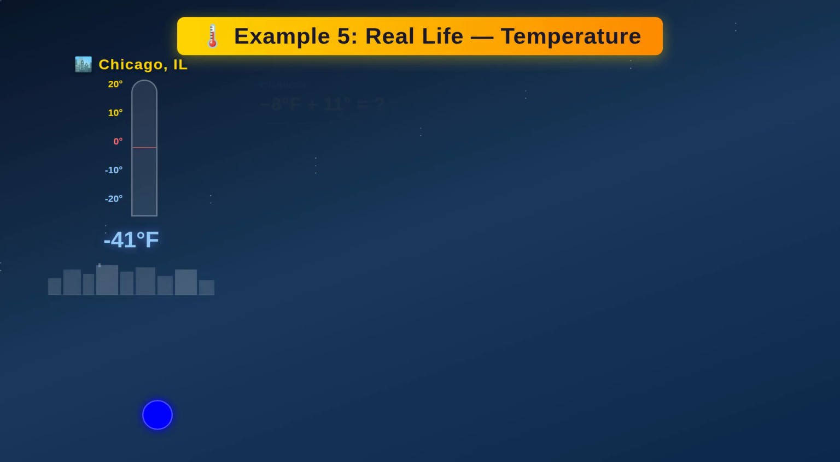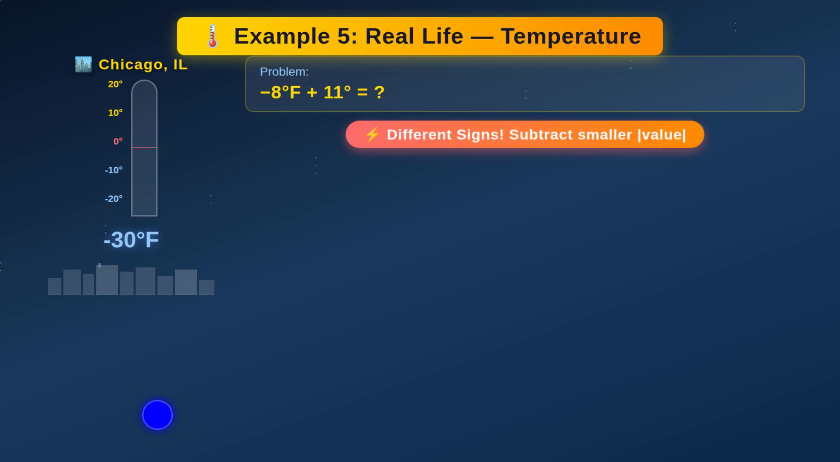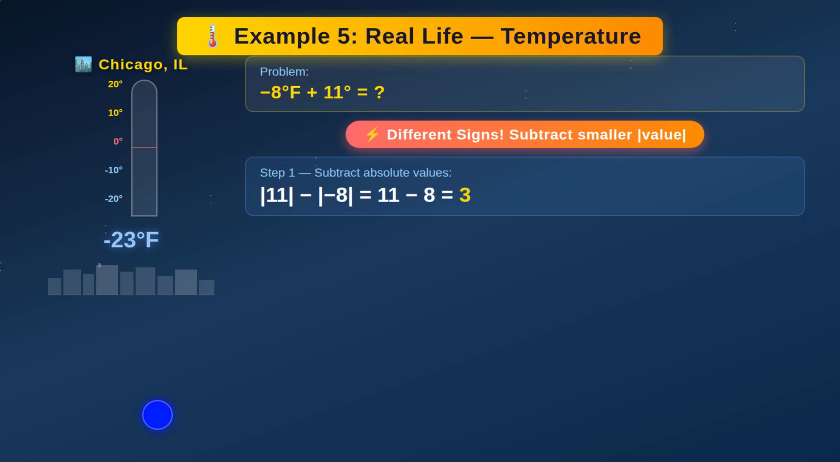Let's bring this to real life with a temperature problem. It's a cold morning in Chicago. The temperature is negative 8 degrees Fahrenheit. During the day, it warms up by 11 degrees. What's the temperature now? We write this as negative 8 plus 11.